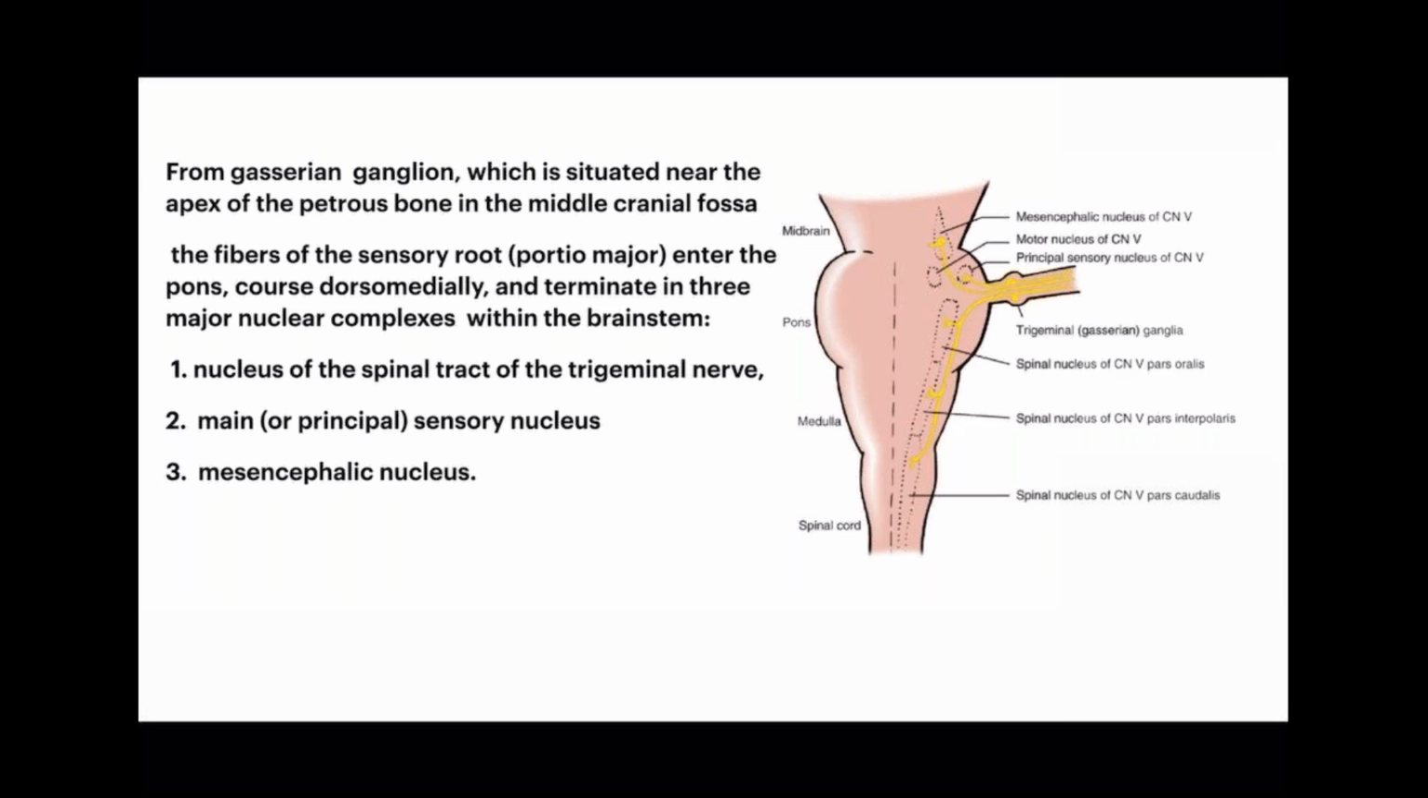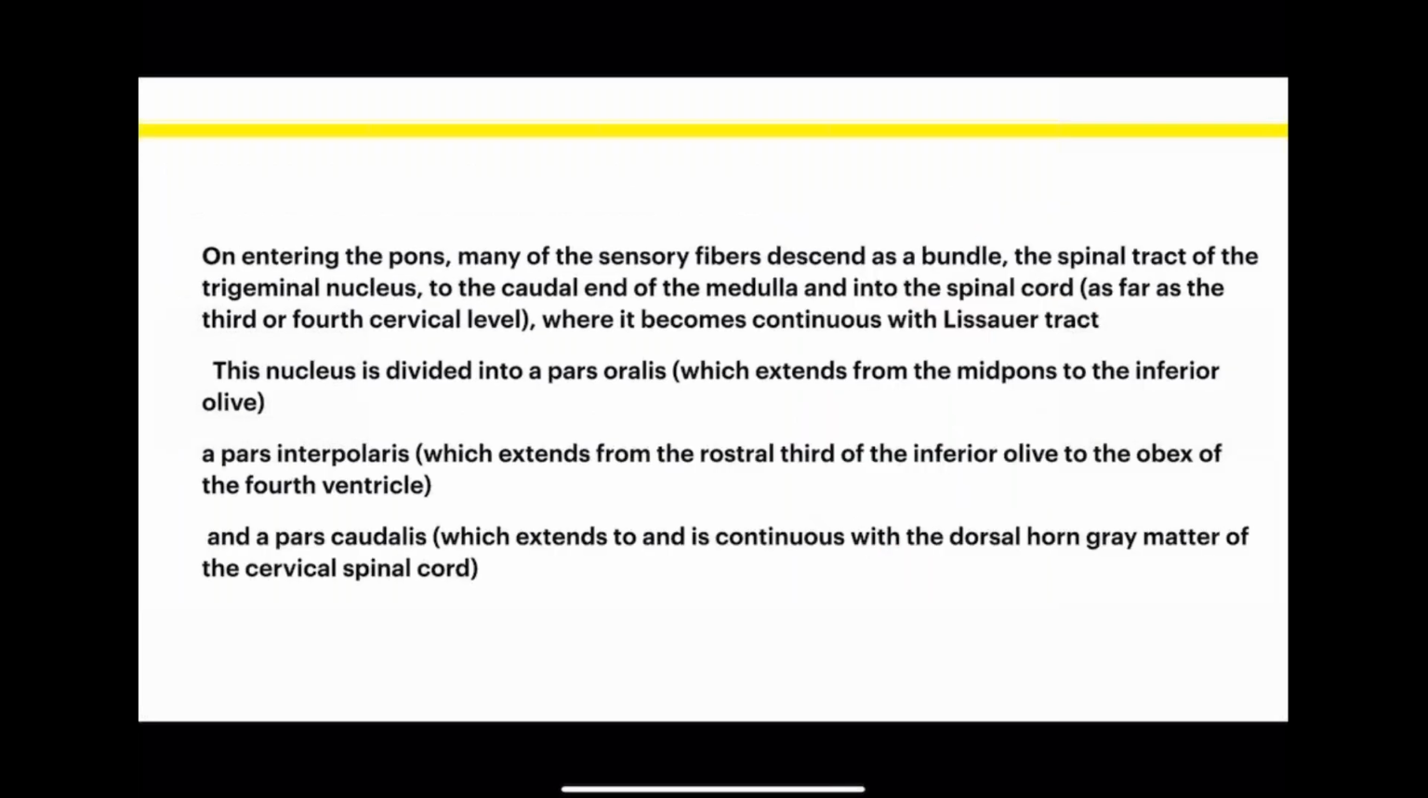Then down to the medulla, there are 3 different nuclei. This long nucleus through the medulla is called the nucleus of the spinal tract. And this nucleus in the medulla has 3 parts: pars oralis, pars interpolaris, and pars caudalis. So again, remember the sensory nucleus has 3 parts: the first part in the midbrain, the second in the pons, and the third in the medulla.